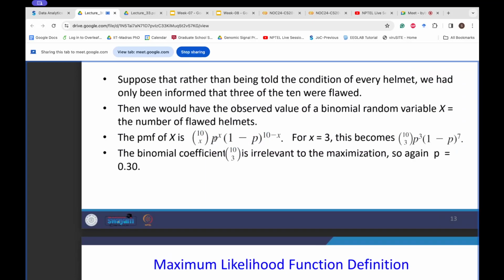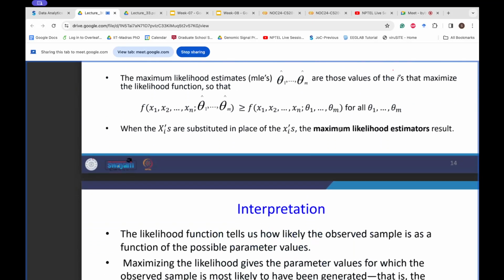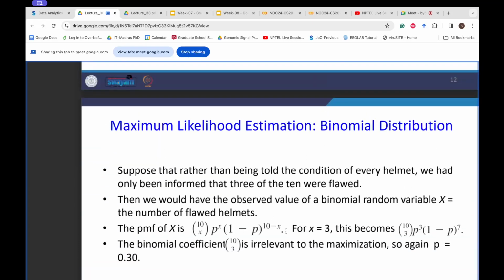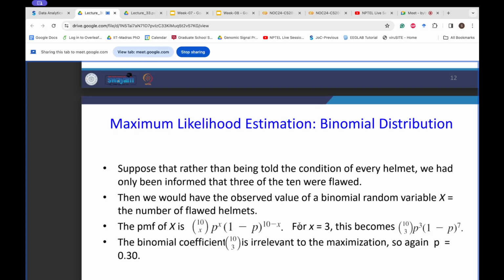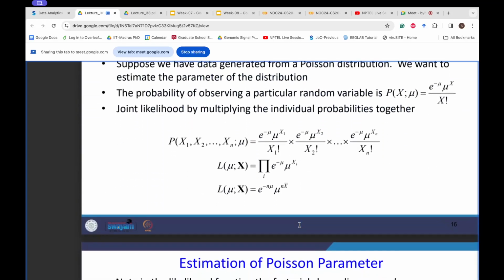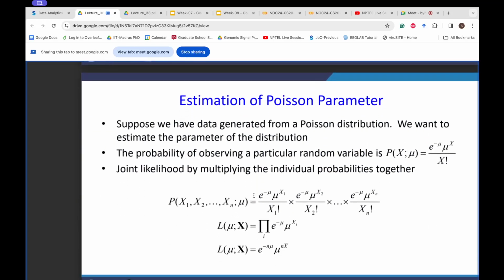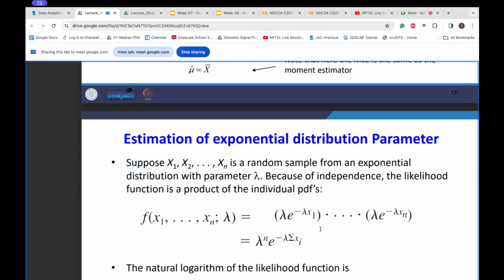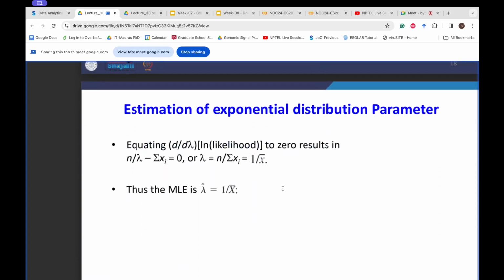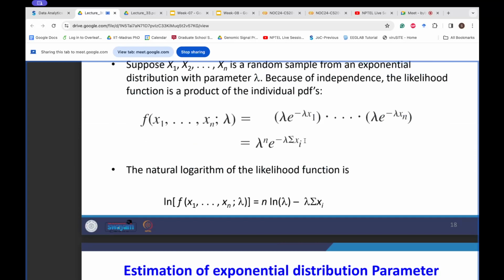and differentiate with respect to p and equate it to 0 to get the value of p that best fits the particular data points. Okay, you are trying to find a binomial distribution that best fits the given set of data points. Similarly, there are other examples for Poisson distribution, normal distribution and exponential distribution. So please try this out on your own. I'm not going to go into the details.